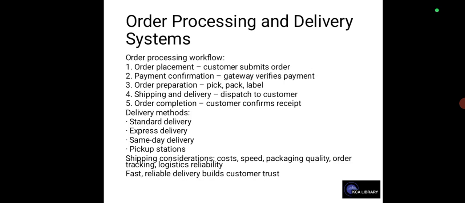All right? So, how do you process order? Order processing workflow includes: first, you place your order, you receive payment confirmation, order preparation, that is they'll pick, pack and label, then they'll ship and deliver. Then at the end of it is order completion.